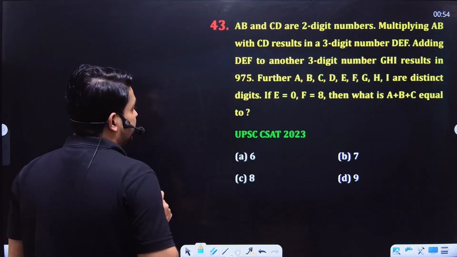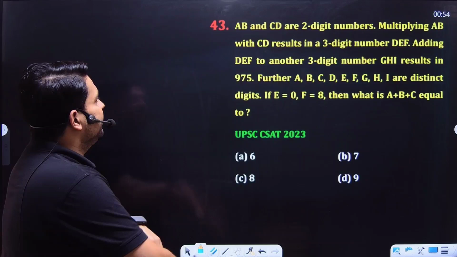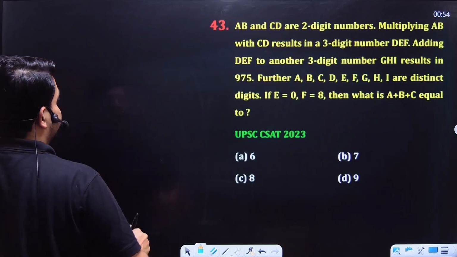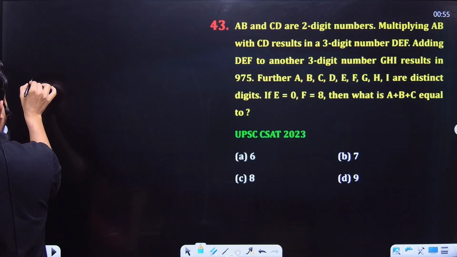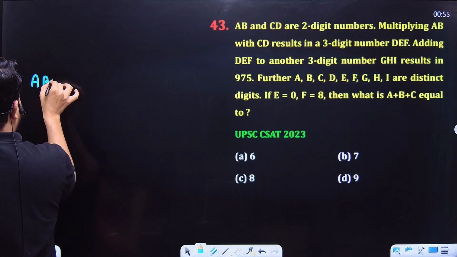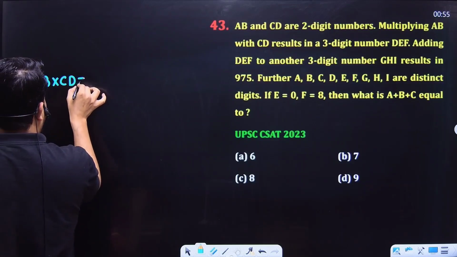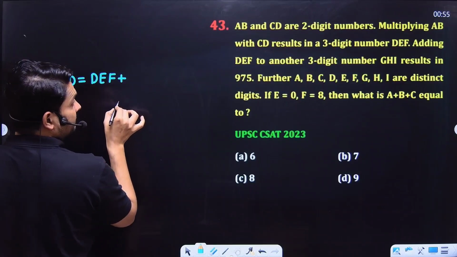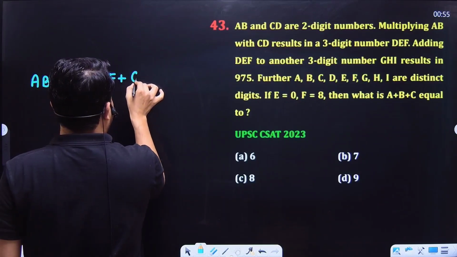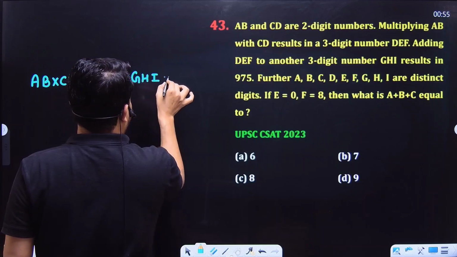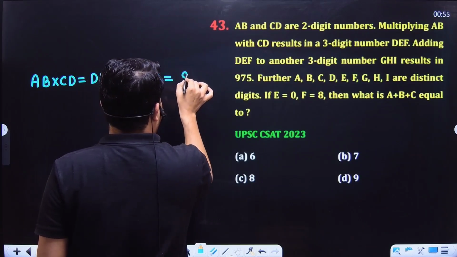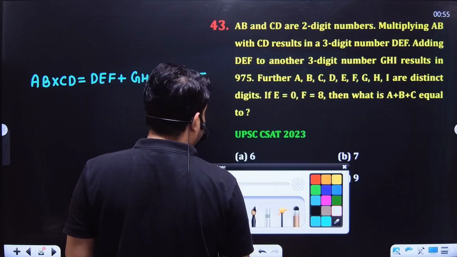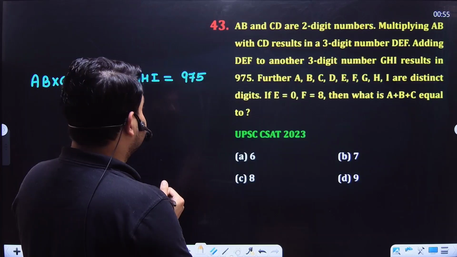UPSC CSAT 2023. Again, a beautiful question. AB and CD are two-digit numbers. Multiplying AB with CD results in a three-digit number DEF. See, I have a number AB. If I multiply it with CD, then what do I have? I have DEF. If I add it with another number HI, we have 975. Further, A, B, C, D, E, and F, G, H, I are distinct digits.